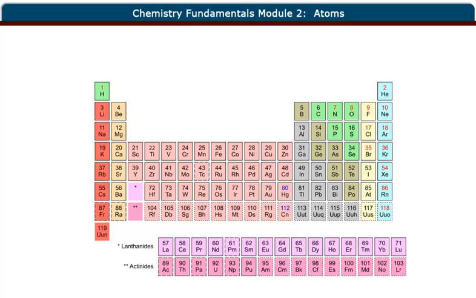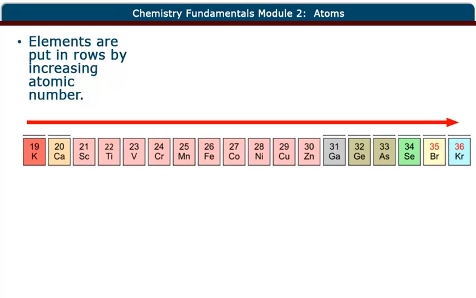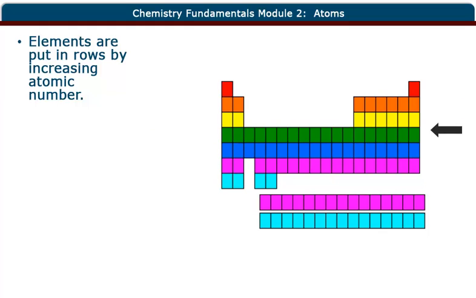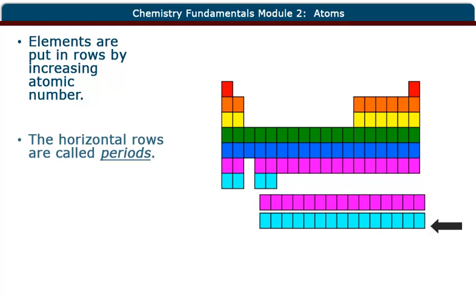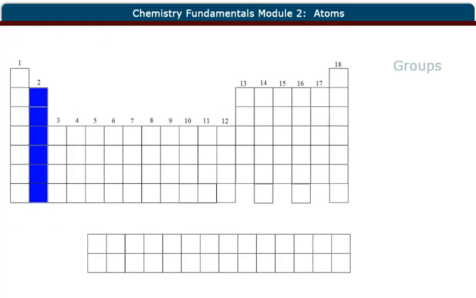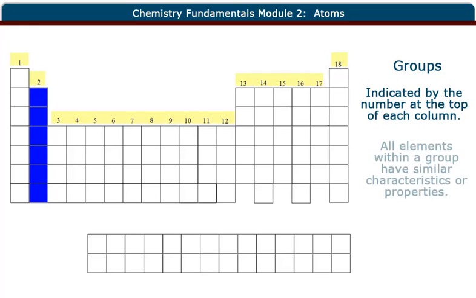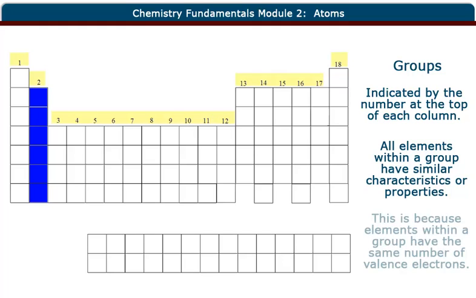Now let's talk about how the periodic table is organized. Elements are put in rows by increasing atomic number. The horizontal rows are called periods. The vertical columns are called groups. Each group, also called a family, is identified by the number at the top of each column. All elements within a group have similar characteristics or properties. This is because elements within a group have the same number of valence electrons.